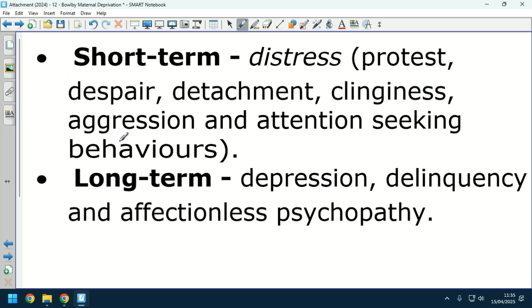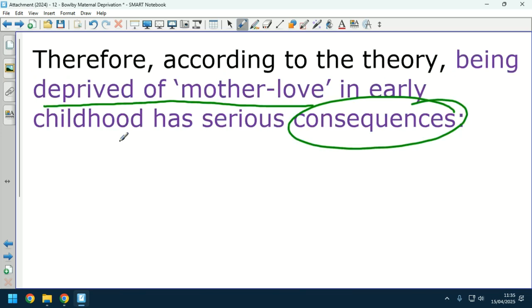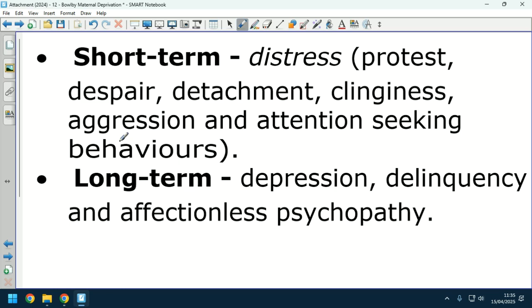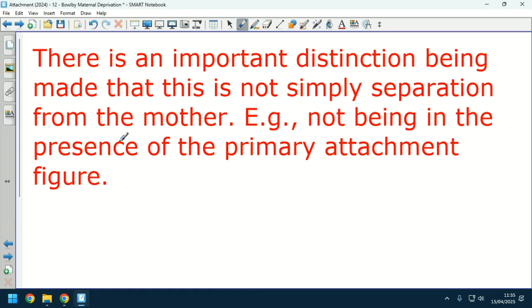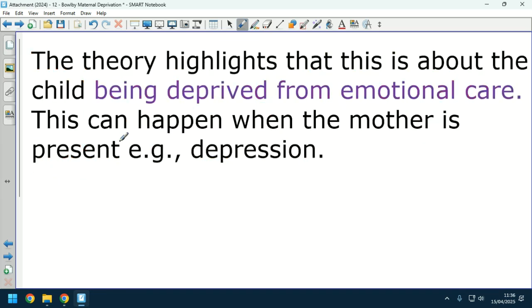So the first thing we talk about in terms of this deprivation is this idea that there are short-term and long-term consequences. He also makes it clear later on that it's not just separation from the mother in terms of physical separation, but it can actually be that the mother is there, but because of things like postpartum depression, that could also be important to us.